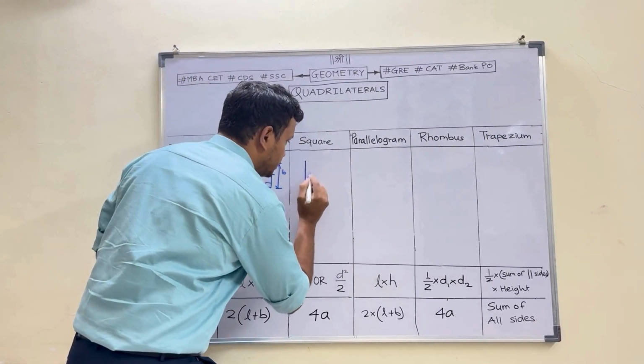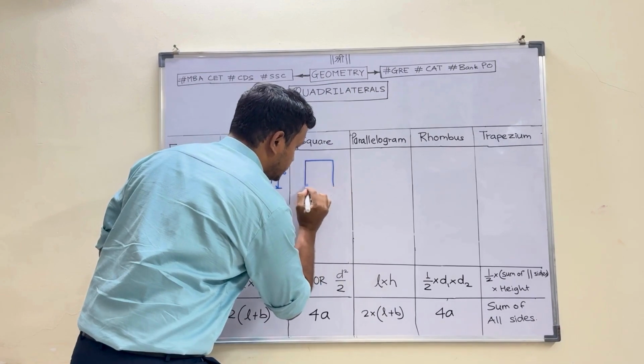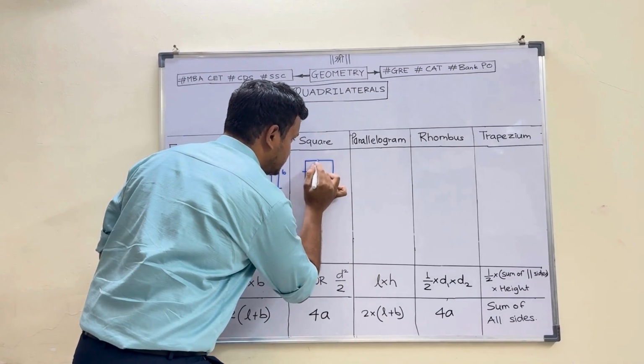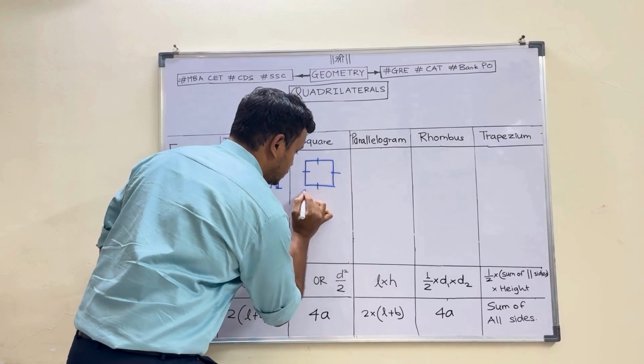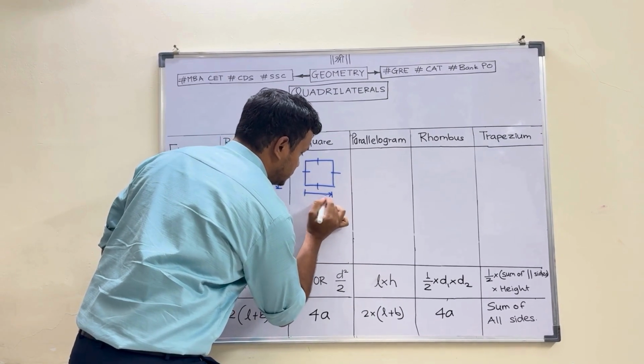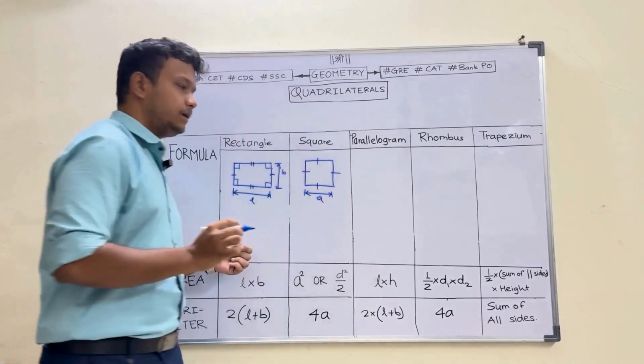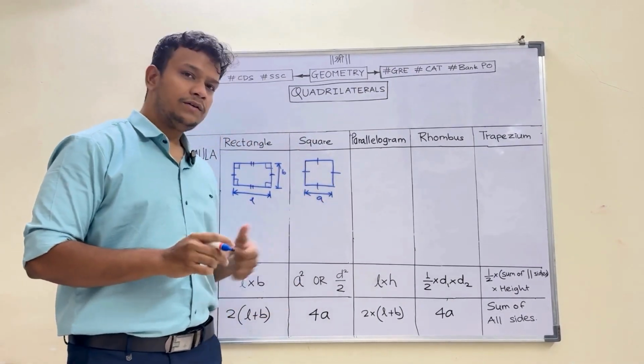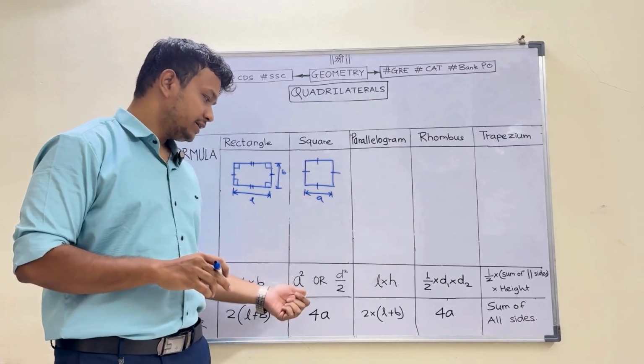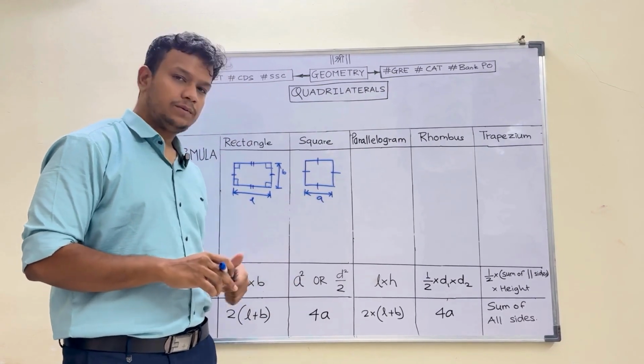What are the properties of square? Square has all the angles as 90 degrees, and all the sides are equal, correct? So I'll just draw a square and one of the sides I'll put as A. So how can we define the area of square? Area of square is side square, which is A square.